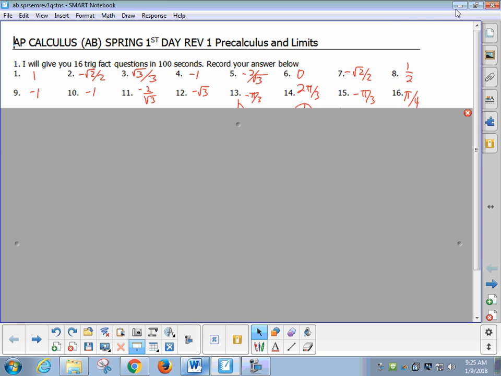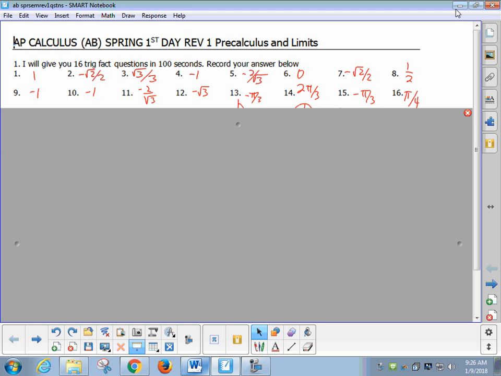Number 1's trig answers were 1, negative root 2 over 2, root 3 over 3, negative 1, negative 2 over root 3, 0, negative root 2 over 2, and number 8 was 1/2. Remember, in the second row, number 9 is negative 1, number 10 is negative 1, number 11 is negative 2 over root 3, number 12 is negative root 3, and then the arc, or inverse trig functions.